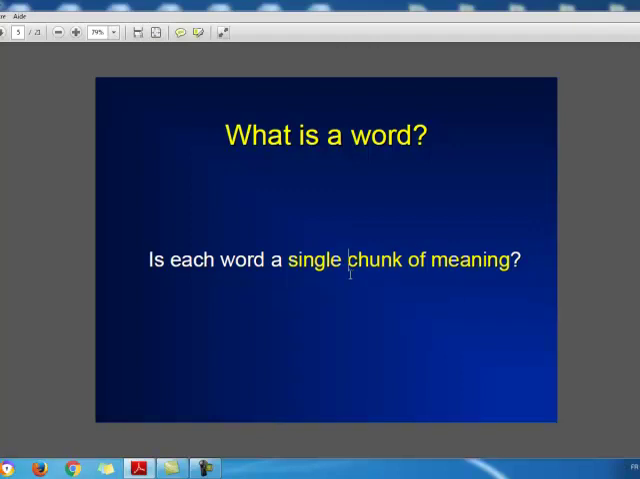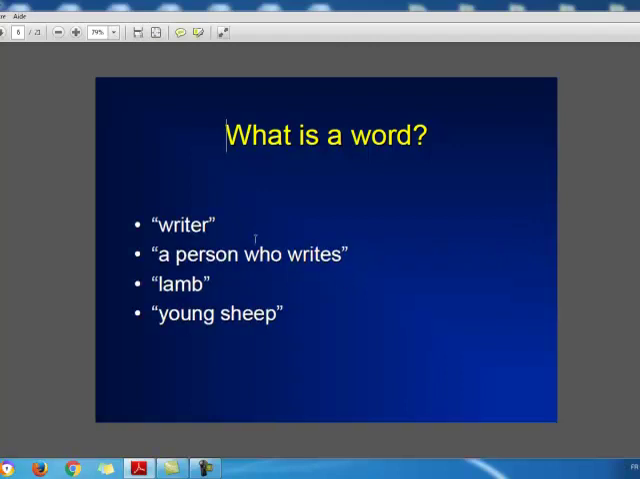Now, does this help us understand the nature of a word? Let's have a look at this. Writer. Of course, according to the native speaker's intuition, a writer is just one word. But what about its meaning? Is it just one meaning? In it we have a person, this is one component, and who writes.